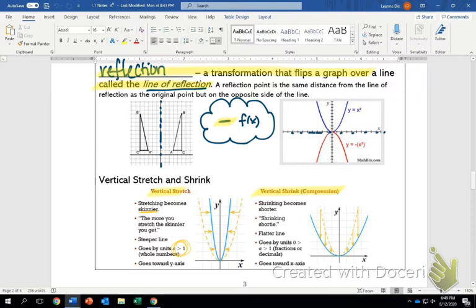And then for the shrinking, again, this is when it becomes shorter. And now the number in front of x is going to be a number between 0 and 1, which is typically fractions. Okay, so typically it'll be 1/2, 1/4, 1/5. Those types of numbers are going to identify it as a shrink.